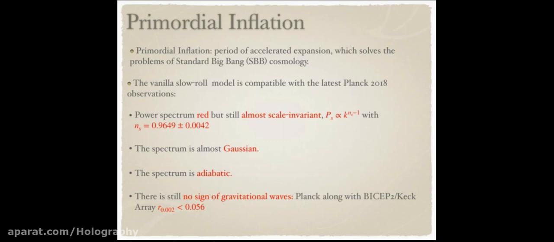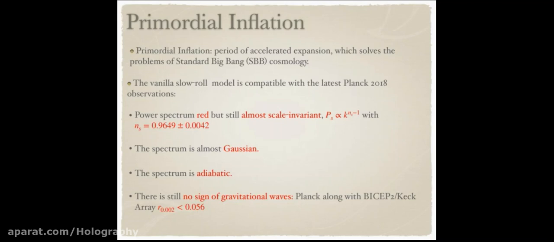There are different shapes for non-Gaussianity, local, equilateral, and orthogonal. But most of them, I mean, the FNL variables that are assigned to these different shapes, have turned out to be small. And the spectrum is adiabatic. So basically, just one component inflationary model is enough to describe the data. And there is still no sign of gravitational waves.